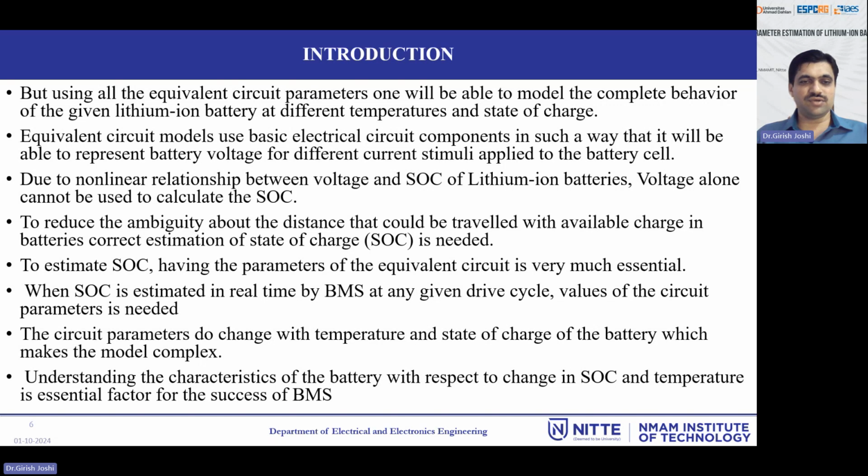To estimate SOC, having the parameters of the equivalent circuit is very much essential. When SOC is estimated in real time by the BMS at any given drive cycle, values of the circuit parameters are needed. The circuit parameters do change with the temperature and state of charge of the battery, which makes the model complex. Understanding the characteristics of the battery with respect to change in SOC and temperature is an essential factor for the success of a battery management system.